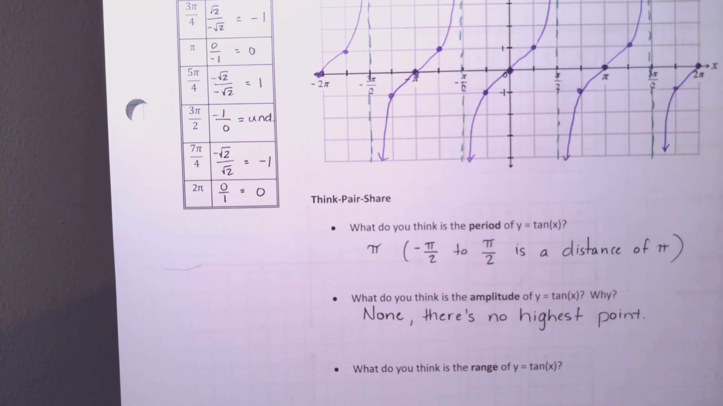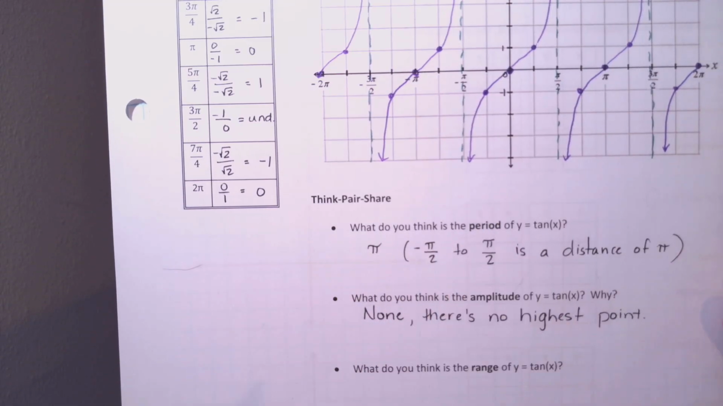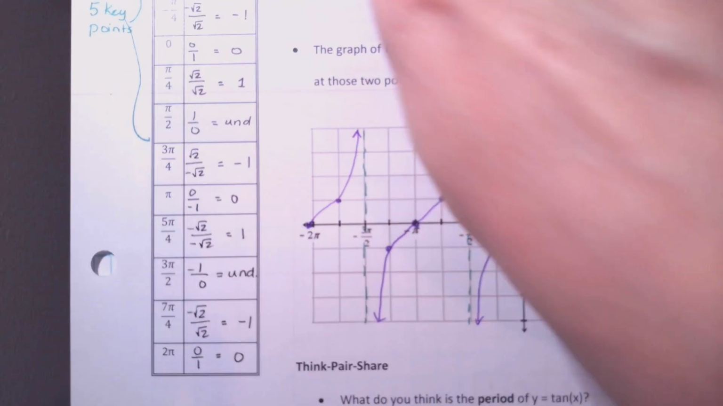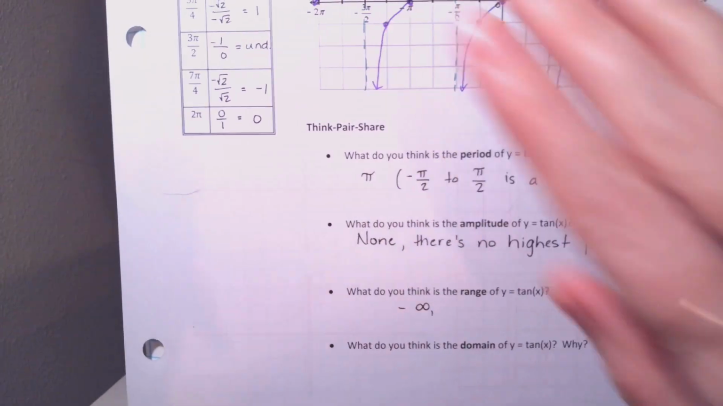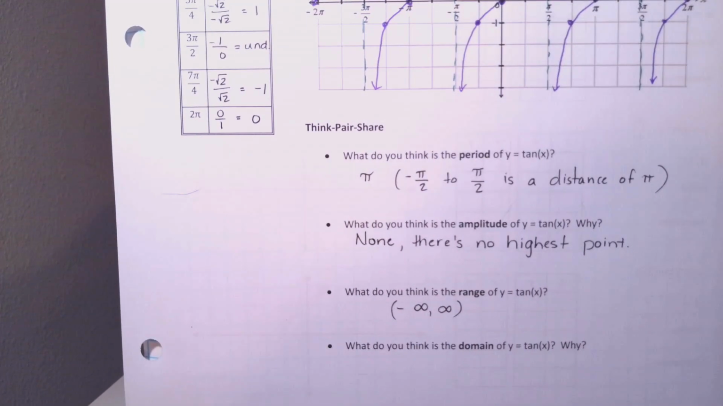What do you think is the range? Okay, the range, remember, is the lowest to the highest on a graph. The lowest, we have this arrow here going down, so our lowest would be negative infinity. And our highest, we also have arrows going up, so the range would be positive infinity going upwards, not including either of those. And then the domain is pretty tricky.